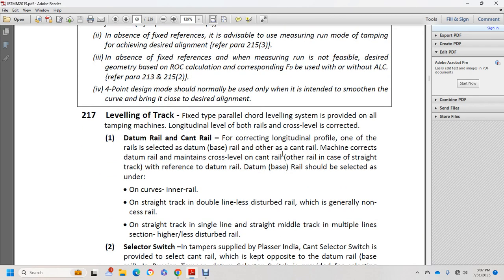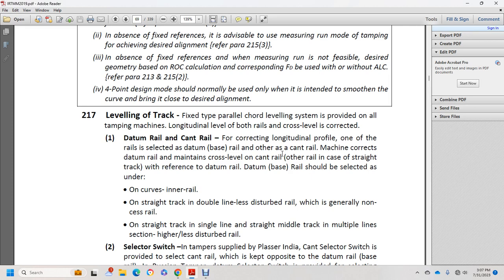Alright, 2.17, leveling of the track. Fixed type of parallel cord leveling system is provided on all tamping machines to longitudinally level both rails and correct cross level. One datum rail and one cant rail: the longitudinal profile of one of the rails is selected as the datum base, with the other, the cant rail, corrected by the machine with reference to the datum, and maintaining the cross level with the cant rail. On straight track the datum rail is the reference base rail, which will be selected under the curves as the inner rail. On straight track with a double line it is the less disturbed rail, which is generally not processed.